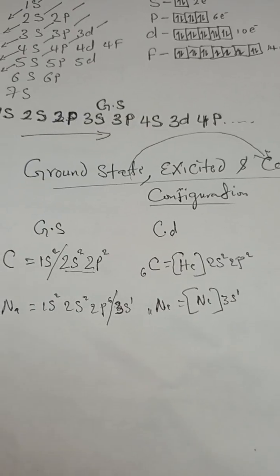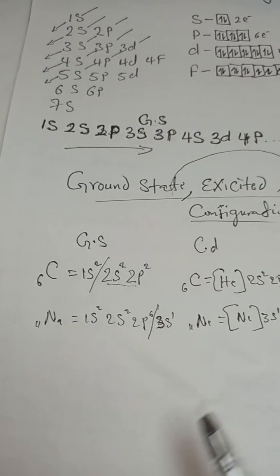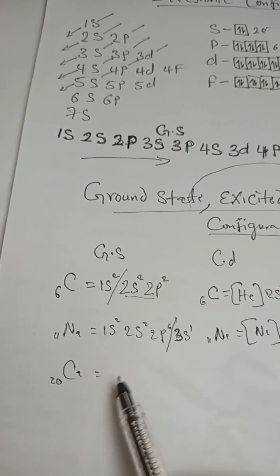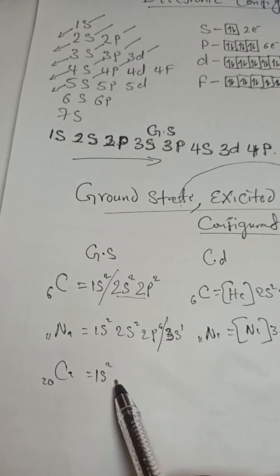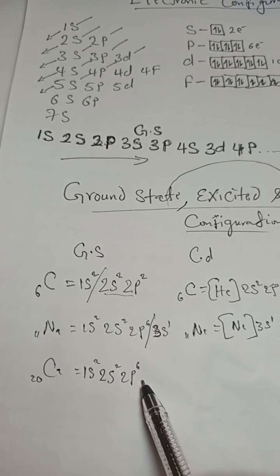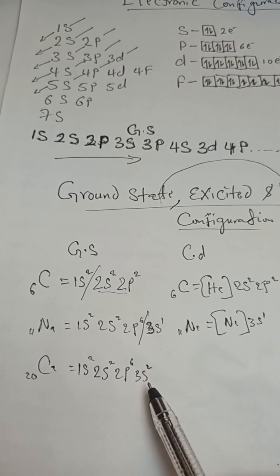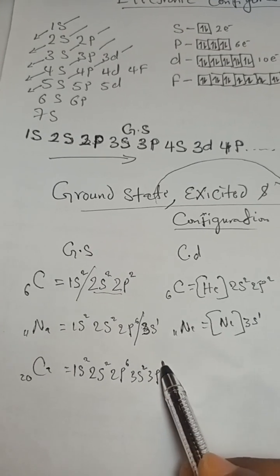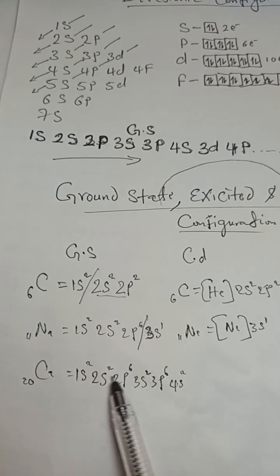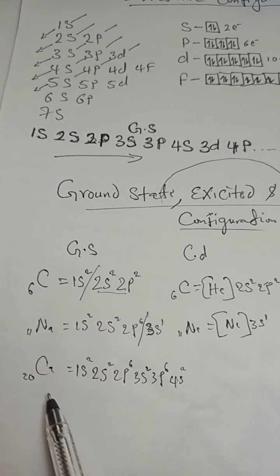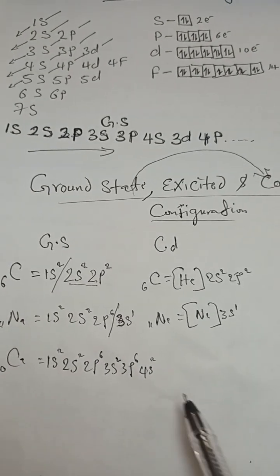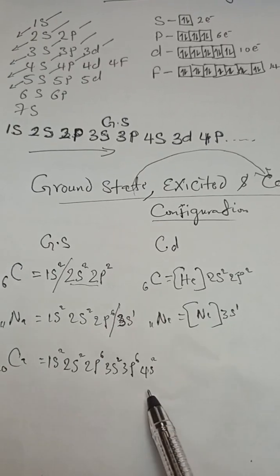Are we together now? Let's give another example, calcium. Calcium is number 20, so we have 1s2, 2s2, 2p6, 3s2, 3p6, and 4s2. This is 10, this is 10, this is 20. So the condensed form now will be what? We check the last s. Where is the last s? The last s is 4s.